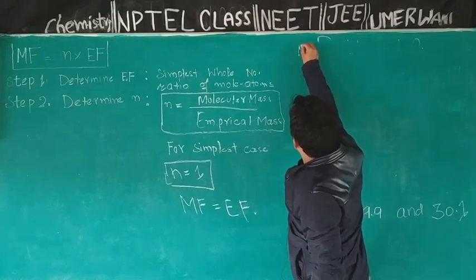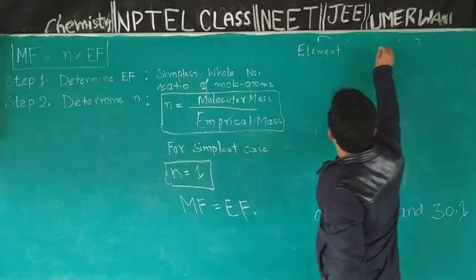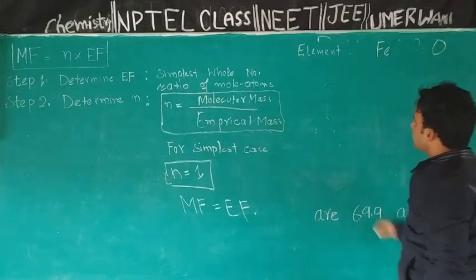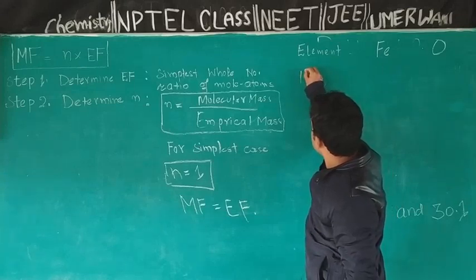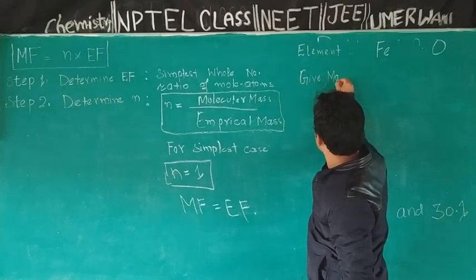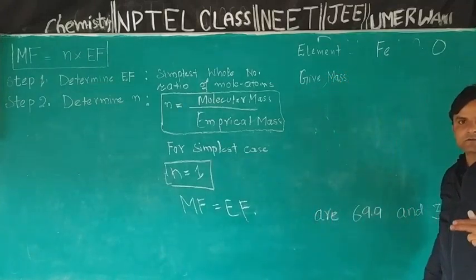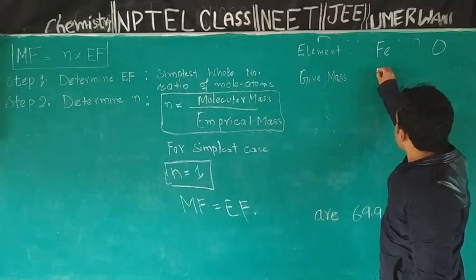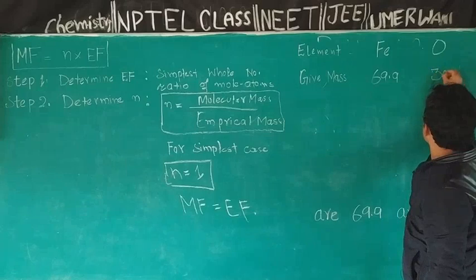Element. I will write the elements in the same sequence as given in the question. The elements are iron and oxygen, and in the first row I will write their given mass. I have already told you that considering 100 grams of compound, the given mass percentages represent the given mass of each element. So for iron the given mass is 69.9 and for oxygen the given mass is 30.1.